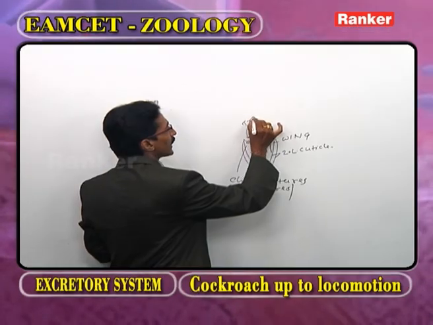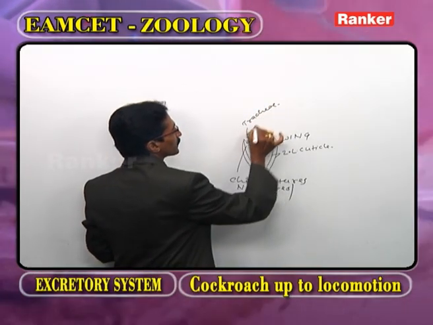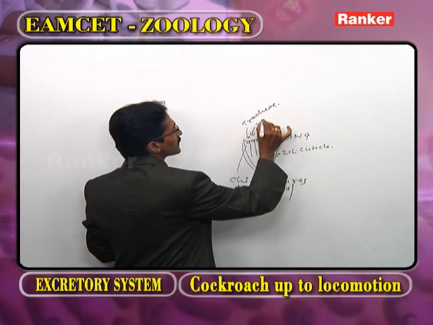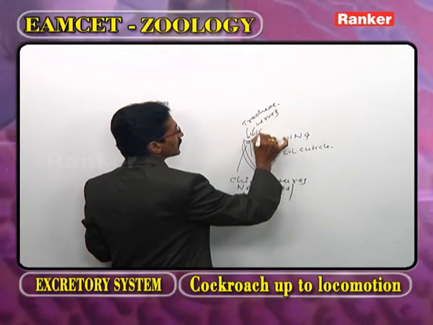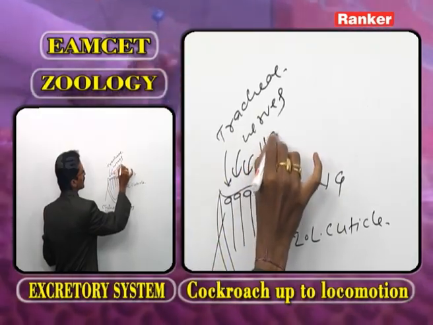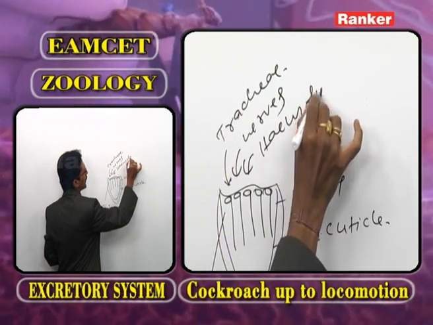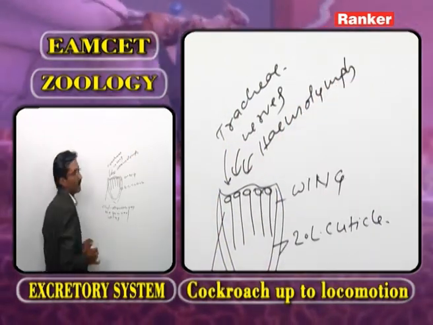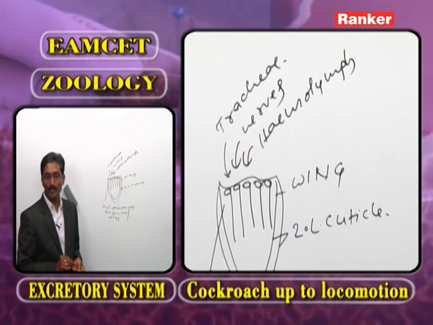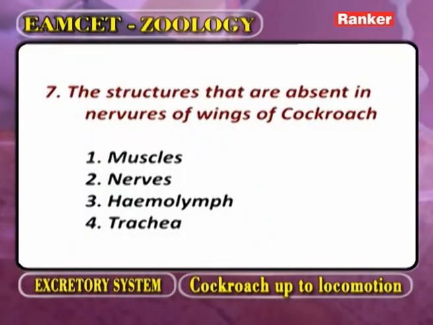One we call the tracheae. One we call the nerves. The third one we call the blood, that we call hemolymph. Now we observe the options: muscles, nerves, hemolymph and trachea.